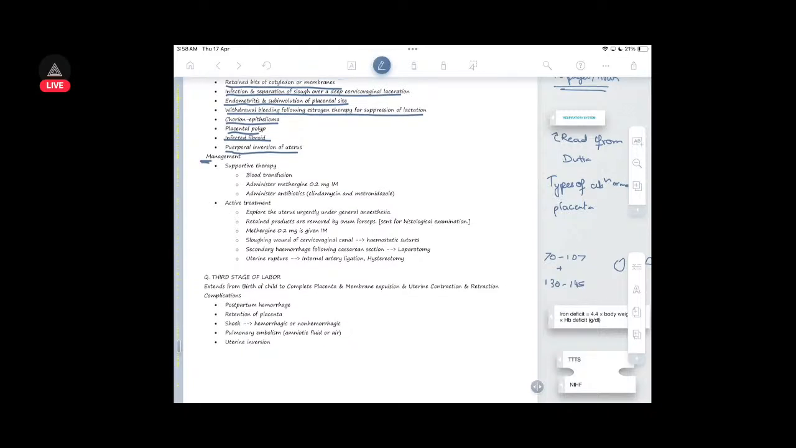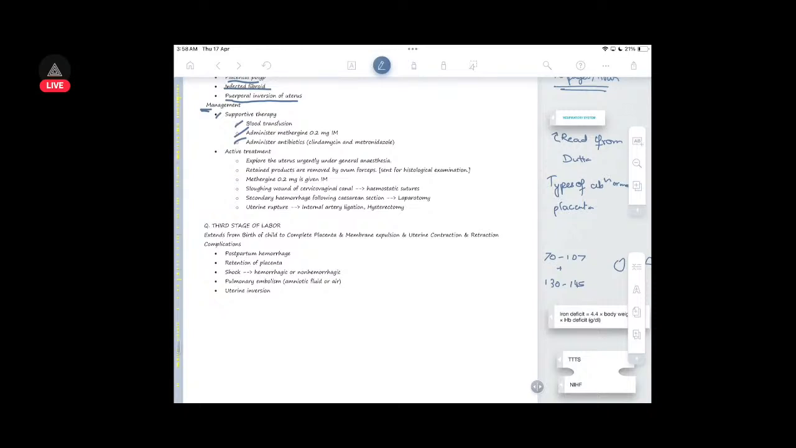Management is by supportive therapy, blood transfusion, administration of methergine, and administration of antibiotics. Active treatment is exploration, with retained products removed by ovum forceps, and methergine. For a sloughing wound, hemostatic stitches should be done, laparotomy should be done, and in cases of uterine rupture, you have to do hysterectomy.